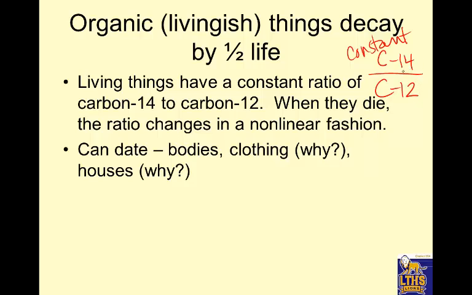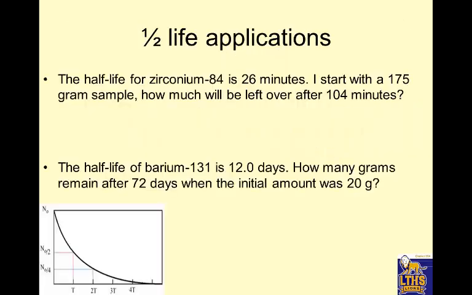So you can figure out how old a body is if it's pretty old. Maybe decide how old clothing is from a long time ago because it was made from plants. How old parts of houses were that were made from plants if they're pretty old, because you can compare the ratio of carbon-14 to carbon-12 in the old thing to the ratio of when things are living. Okay, so half-life, we can apply some calculations.